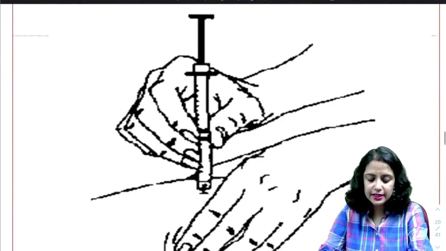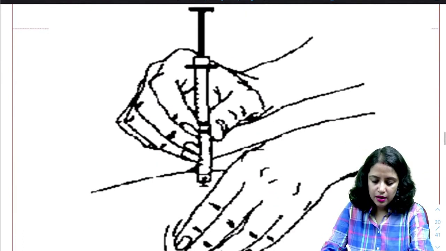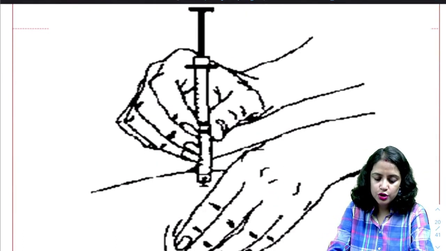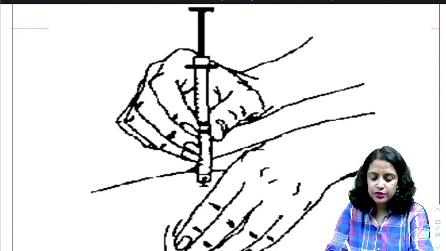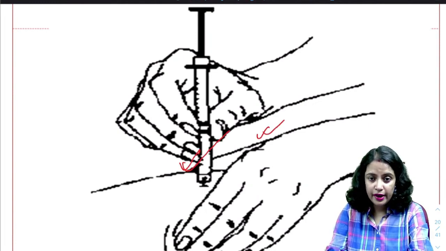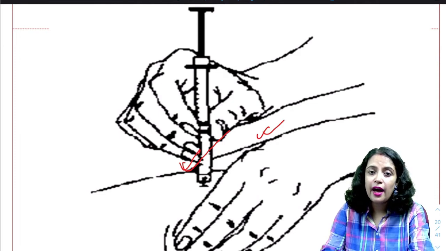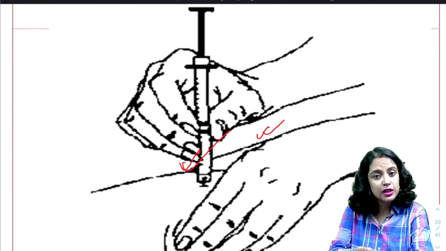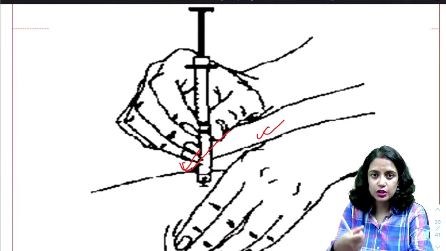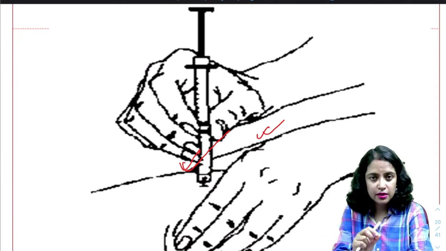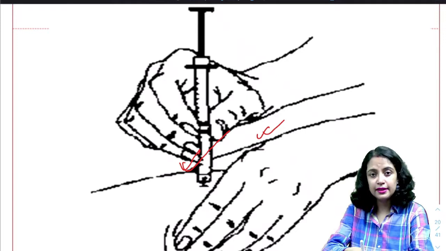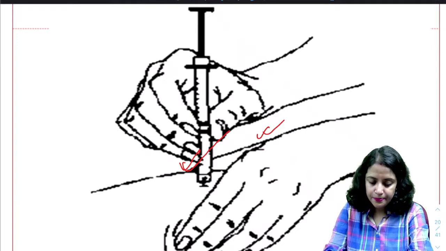So this is the technique as I was saying. The area should be pinched and then enter the needle at a perpendicular angle. Then you need to push the insulin and wait for some time. Do not take out the syringe as soon as you push it. Push the insulin, then wait for a few seconds, and then you can take out the syringe.